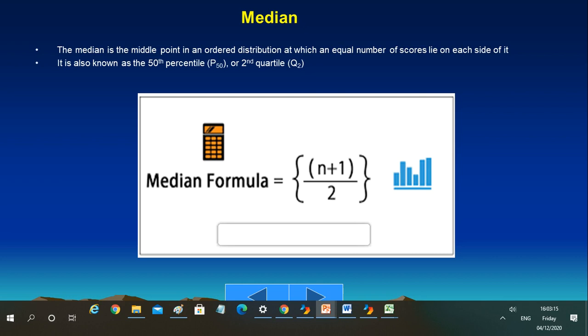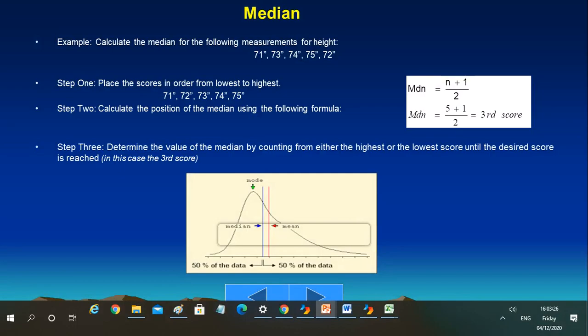The median formula is equal to (n plus 1) divided by 2. It is also known as the 50th percentile or second quartile. And that is the way it is represented.